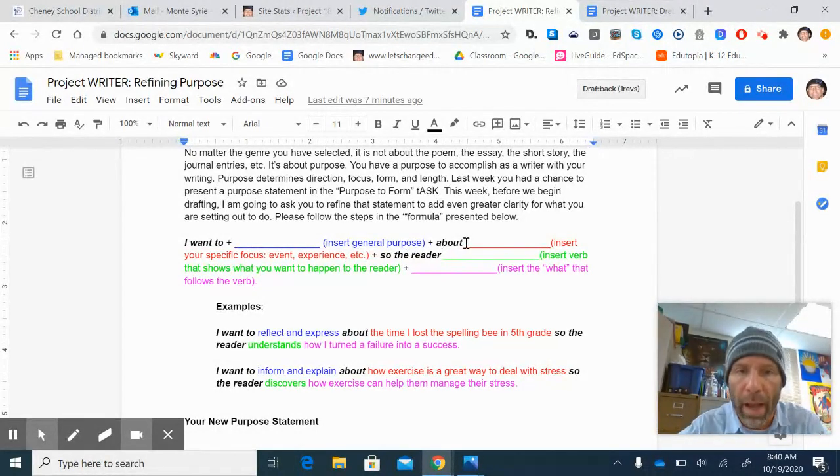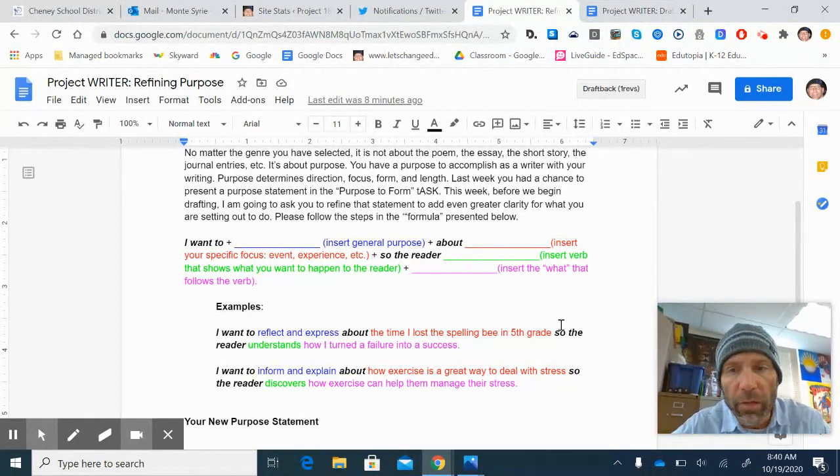Then I want the word about, okay? So, for example, I want to reflect and express about, okay? So these words that are in bold here are words that I need you to use. So then you're going to insert your specific focus, event, experience, etc. All right? I want to reflect and express about, in red now, the time that I lost the spelling bee in 5th grade. All right. So the red here is the specific focus, the event, the experience, etc. All right. There needs to be something specific there.